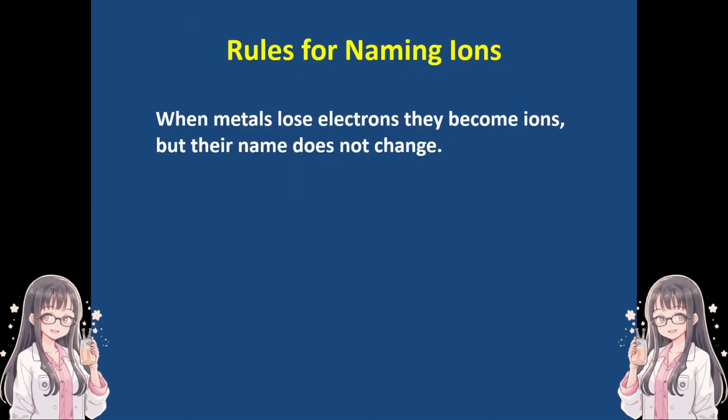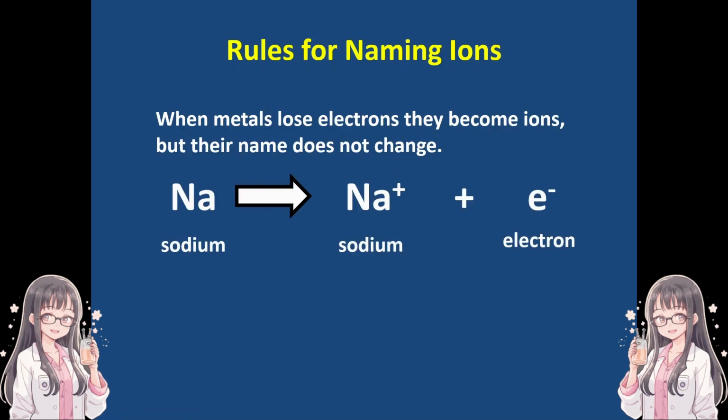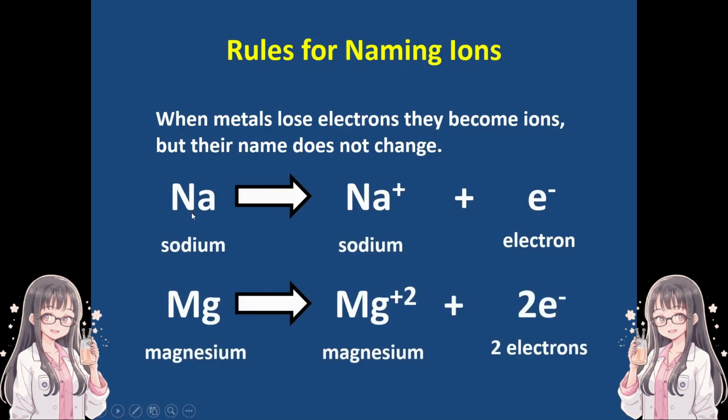Now, rules for naming ions. When metals lose electrons, they become ions, but their name does not change. It will just be retained. These are examples. Na is sodium. Since it gives one electron, this gives it a positive 1 charge. So as you can see, this is the element sodium. This is already the ion, but the name does not change.